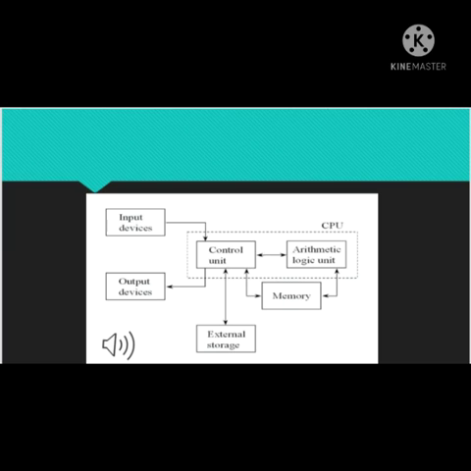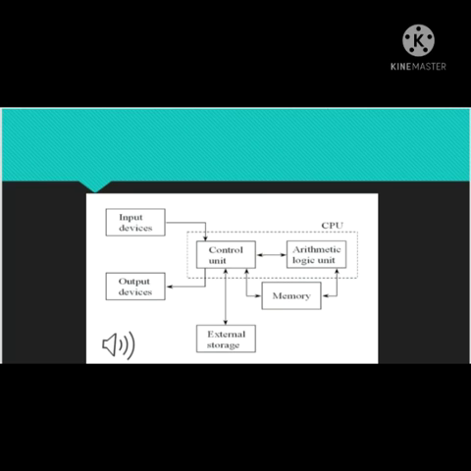First one is the control unit. The control unit directs the operations of the computer, and the arithmetic and logic unit performs the operations of the computer. Both the control unit and the arithmetic logic unit are part of the CPU, and they are linked to memory. Memory is used to store and retrieve data and information, and the control unit is linked between output devices and input devices.